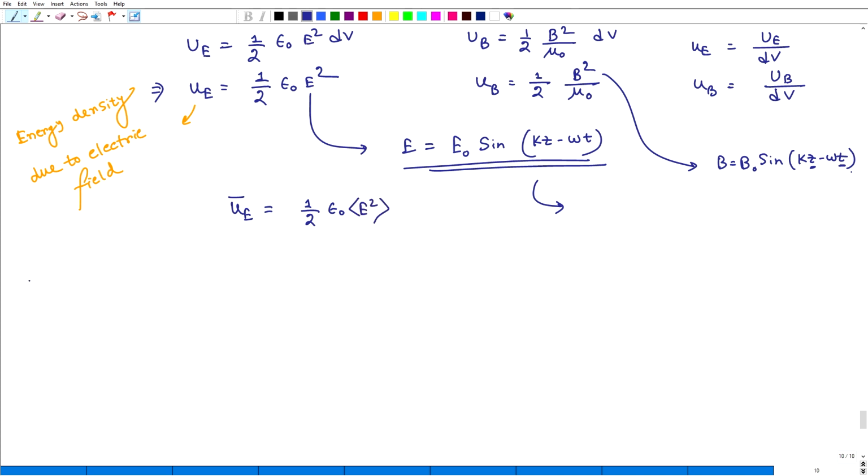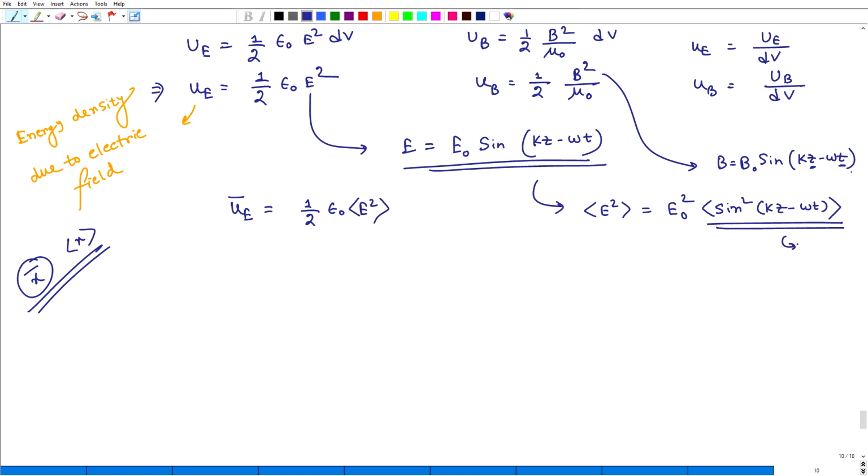We generally use the average sign; this is the x average, this is also the x average, these signs are identical. So, what will be the E square average? E square average will be E0 square sin square (kz minus omega t). So, this value is half.